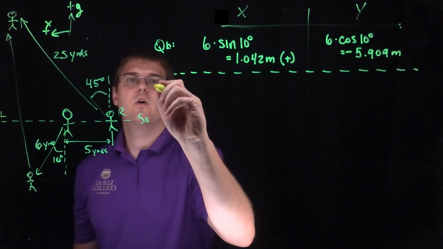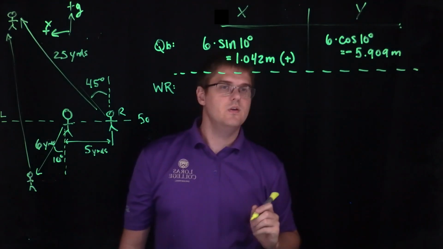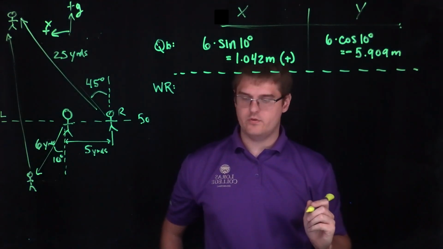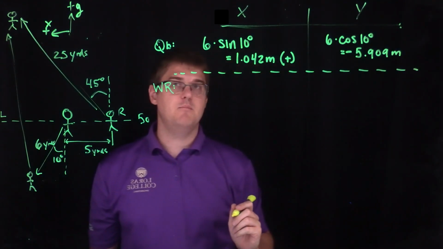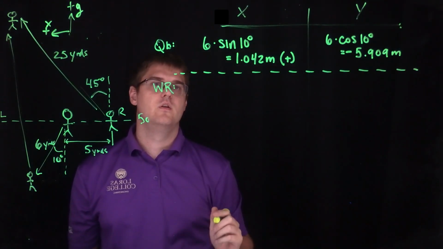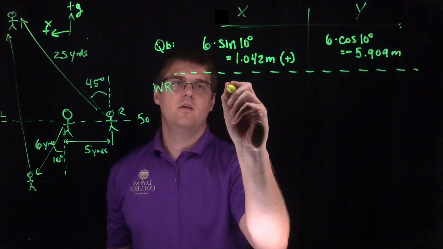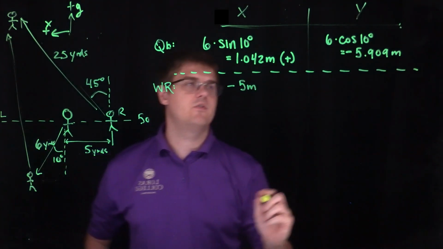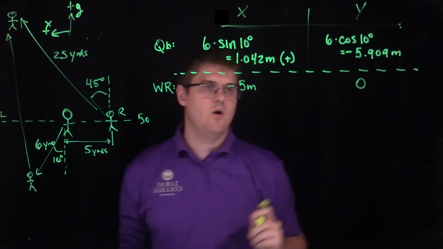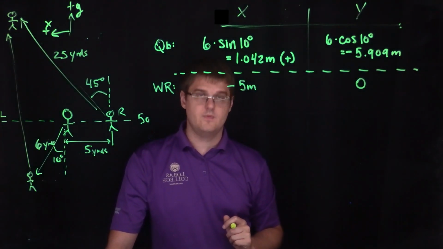We now have our wide receiver. I think it's supposed to be both capitalized. I apologize. Our wide receiver starts 5 meters to the right. So that is easy because there's no triangle here. He's just negative 5 meters because positive is to the left. And it's got no downfield position. We don't have to break that up at all.